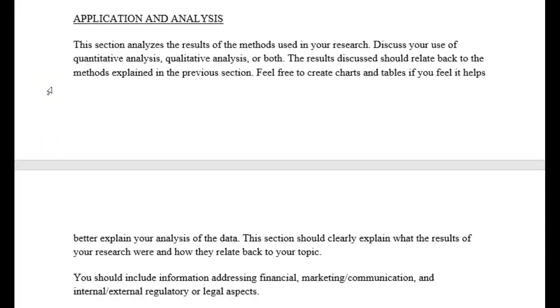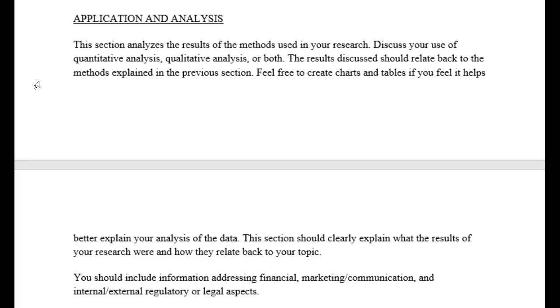Then you get to tell us how the research process went in section 4, the application and analysis. Okay, this tells us the results of your research. If you identified that you were going to use quantitative or qualitative, that's fine. But in the results section, everything should be related back to the methods you said you were going to use in that previous section.